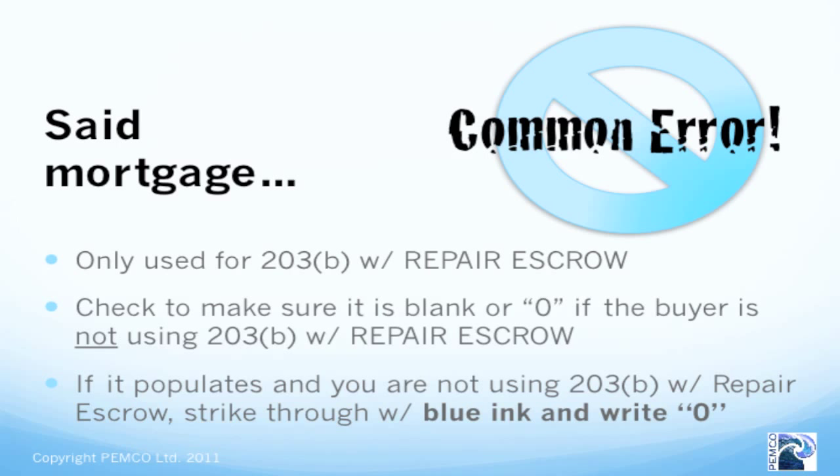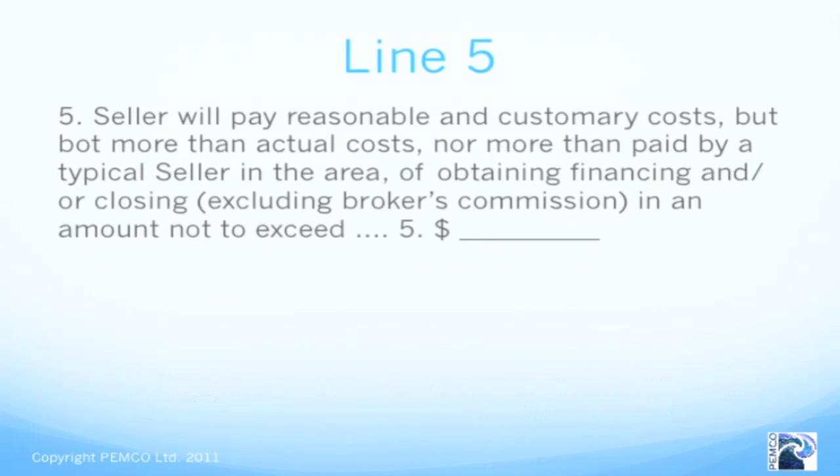If you find, upon reviewing the printed 9548, that HUDhomestore.com has in fact populated this line when it shouldn't have, like situations where you've checked boxes for 203B, 203K, or cash or conventional, these options do not have escrow amounts, so this amount shouldn't be there. So if this is the case, please strike through the amount in blue ink and write 0.